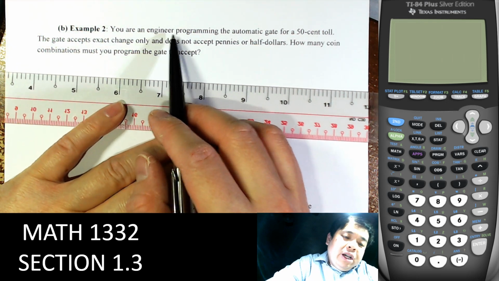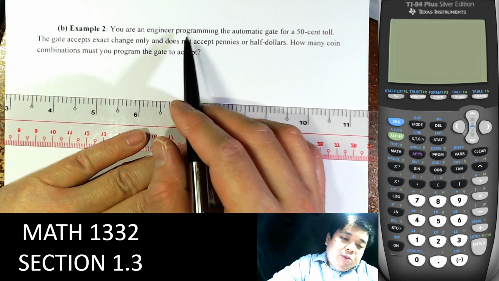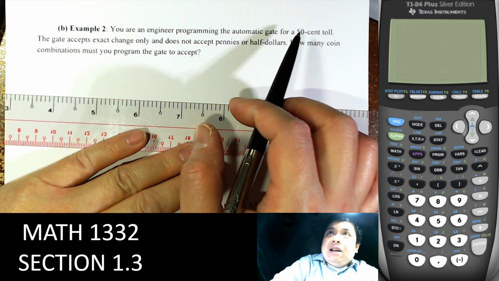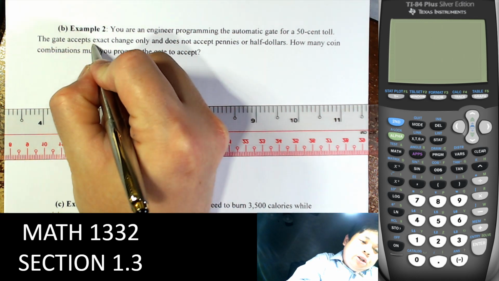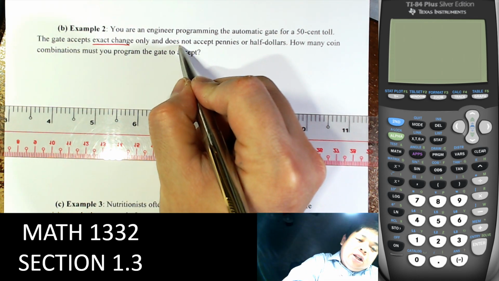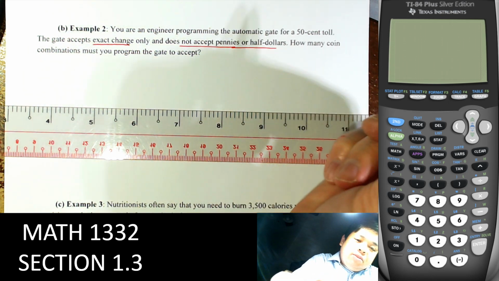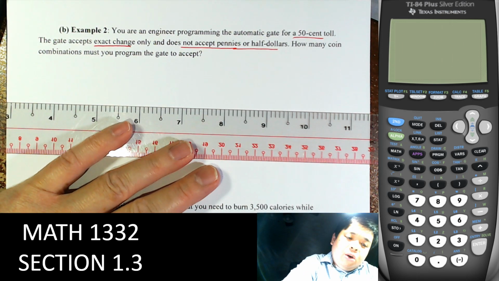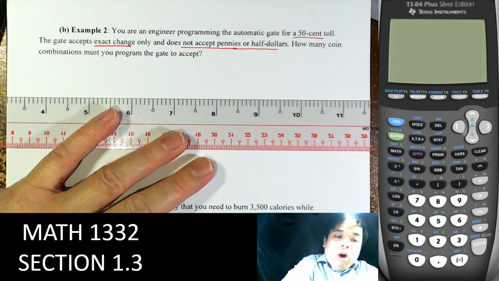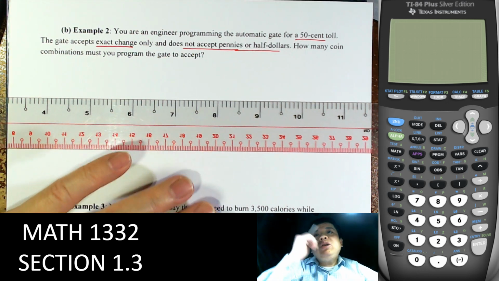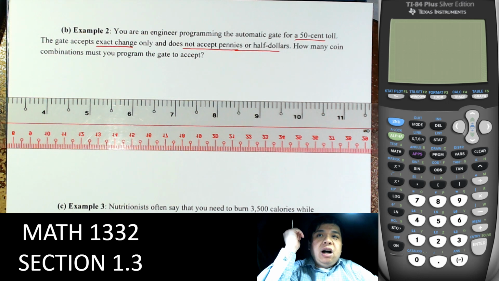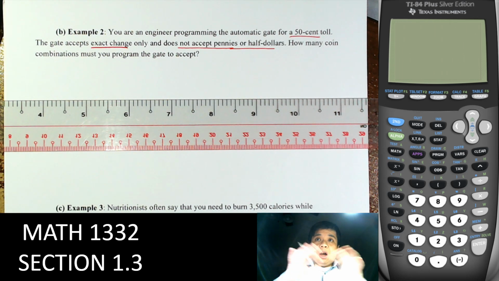You are an engineer and you have to program an automatic gate that will take a 50 cents toll, and you have to take only exact change and no pennies or $50 bills for the 50 cents toll. How many combinations must you program the gate to accept? Right. So if we're not using the pennies and $50 bills, we have the nickels, 5 cents, the dimes, 10 cents, and the quarters, 25 cents. So we use the combination of those coins.